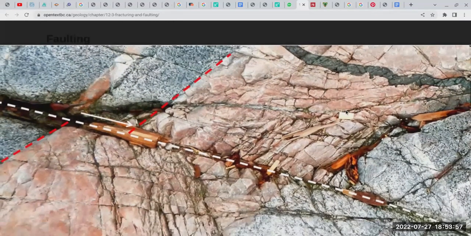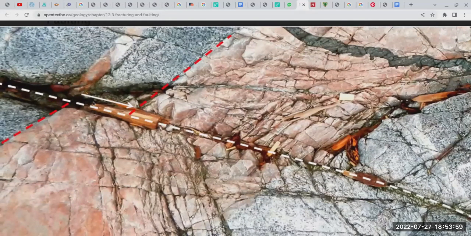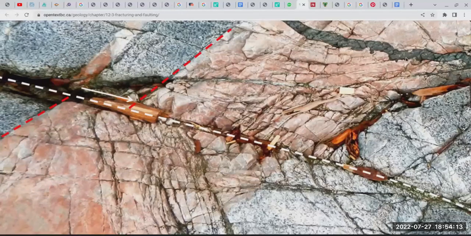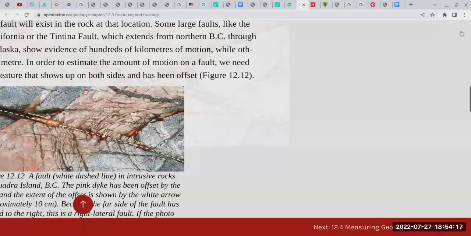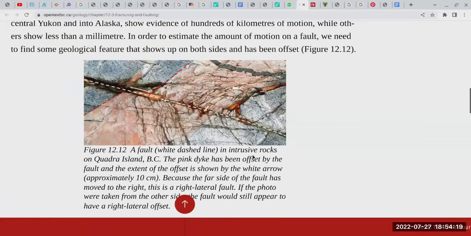And I can't see anything else, but I can clearly see this fault line that runs across, and I can see that there has been a displacement. See the displacement here? This much in this fault line here. All right?